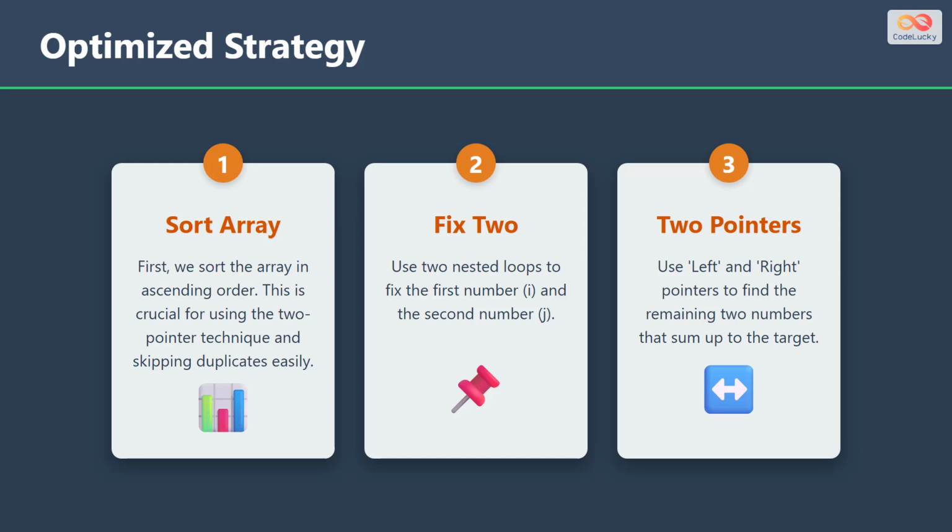Why is the brute force approach bad? It has a time complexity of O(n^4). For large inputs, this will result in a time limit exceeded error. We need a better strategy. Our optimized approach involves three main steps. First, sorting the array. Second, fixing the first two numbers using nested loops. And third, using the two pointers technique to find the remaining two numbers.